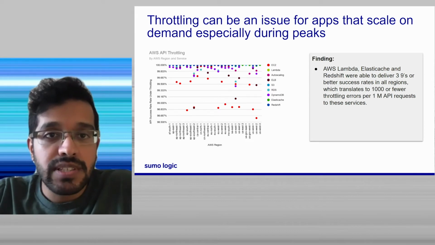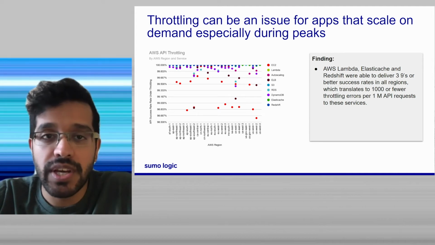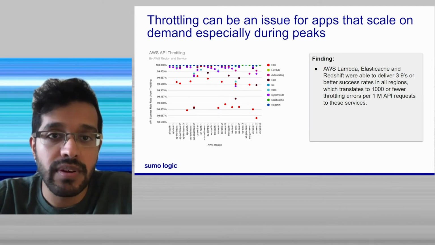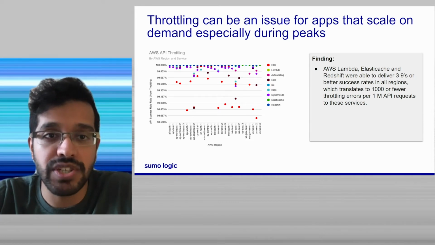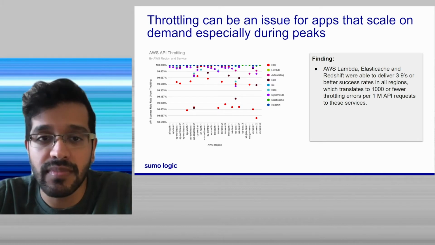So for AWS services, throttling errors represent scenarios where customers' requests are rate limited to ensure fair usage in a multi-tenant AWS environment. Throttling can be problematic for modern apps that scale out on demand, as these errors may occur during peak application demand. AWS Lambda, ElastiCache, and Redshift were able to deliver 3 nines or better success rates in all regions, which translates to about 1,000 or fewer throttling errors per 1 million API requests to these services.